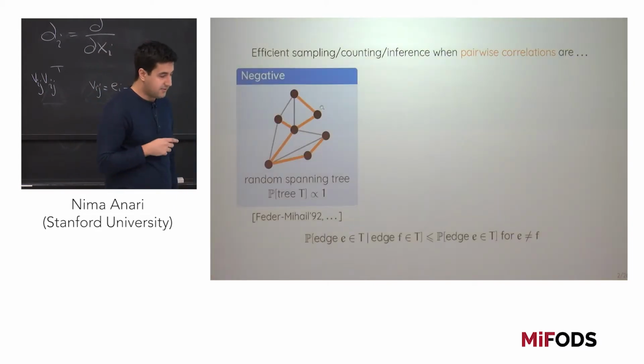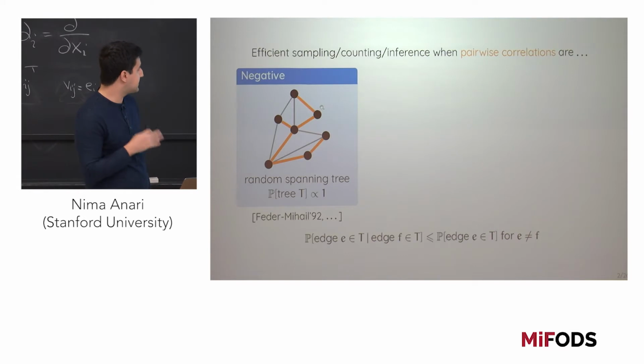So actually, prior to our work on matroids, there was this amazing work of Feder and Mihail, which showed that whenever your distribution has negative correlation, you can use random walks similar to what Cynthia described to sample from your distribution. And a famous example of a distribution that has this property is random spanning trees in a graph. Okay? So negative correlation means that when you condition on a particular edge E being inside your spanning tree, the probability of any other edge F goes down. Okay?